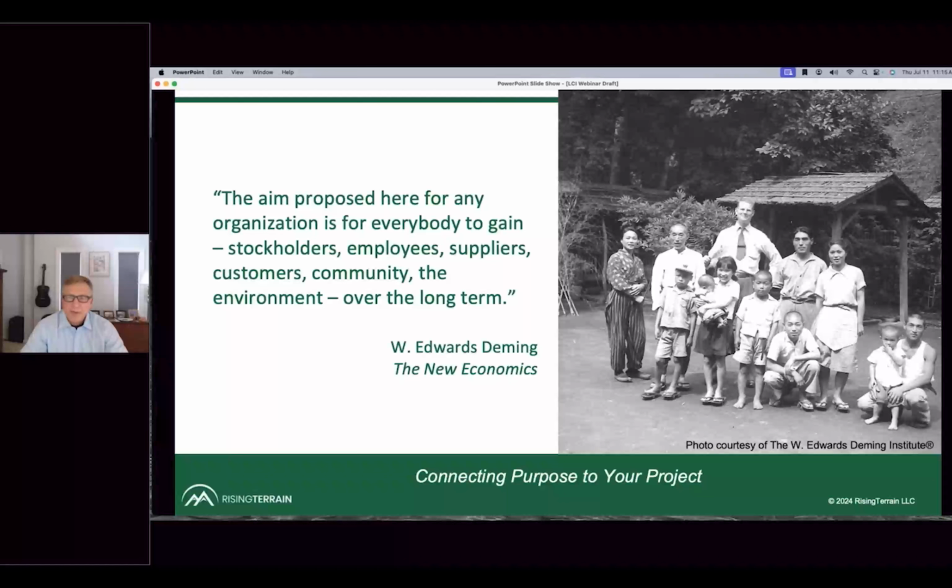But he was really service-oriented and purpose-oriented as well. And this is a quote from his book, The New Economics, that was published really at the time of his death. But here again, this is an important idea that the purpose of an organization is for everybody to gain. So purpose is about serving communities. In this case, he named stockholders, employees, suppliers, customers, and the community, but all these stakeholders, over the long term. So again, this is an important idea.